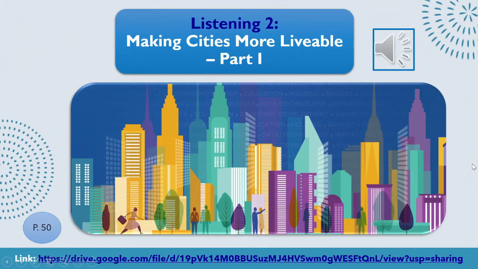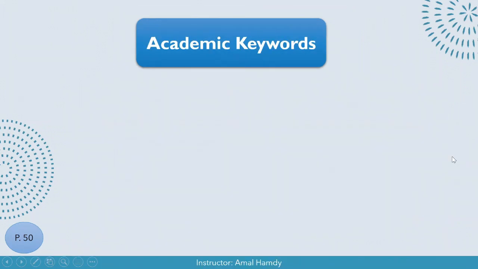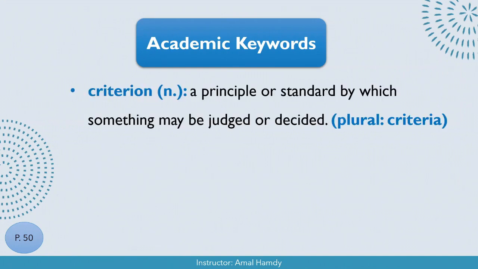So now we can move on to listening number 2. Listening number 2 is divided into 3 parts and it's entitled Making Cities More Livable. But before we listen to this track, I want you to take a look at the academic keywords on page number 50 of your student book. We have criterion, a principle or a standard by which something may be judged or decided, and the plural is criteria. Criterion, of course, means معيار أو مقياس.